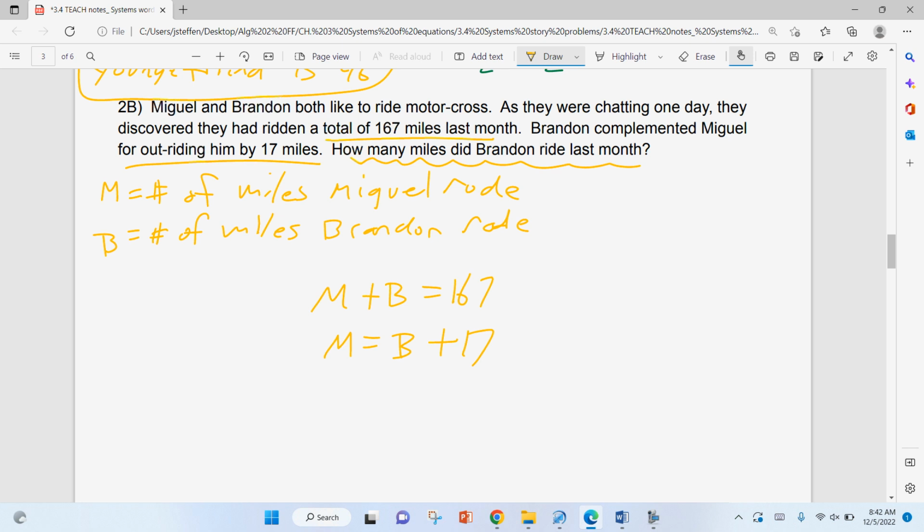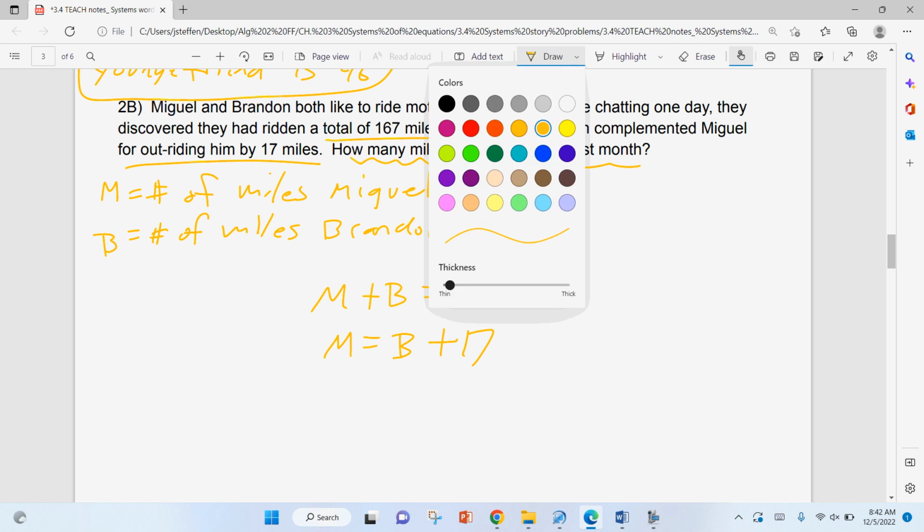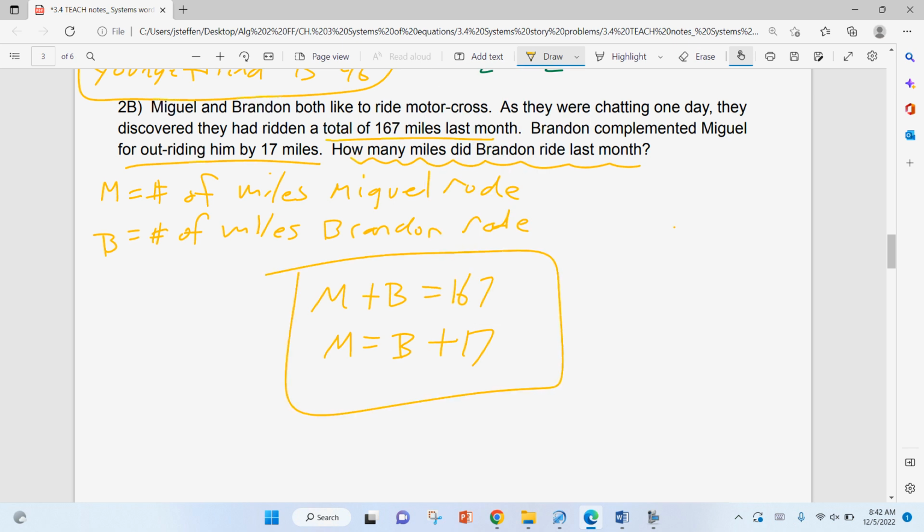Now, you could have done that the opposite way. Honestly, some people look at it and they think it makes sense this way. Brandon is Miguel minus 17. That's fine. Those are both the exact same. You can use either of them. If you were to solve this, I would use substitution, but we do not need to solve this. We just need to set it up. That's the big thing with today. Any questions with either of those? Hopefully not too bad.